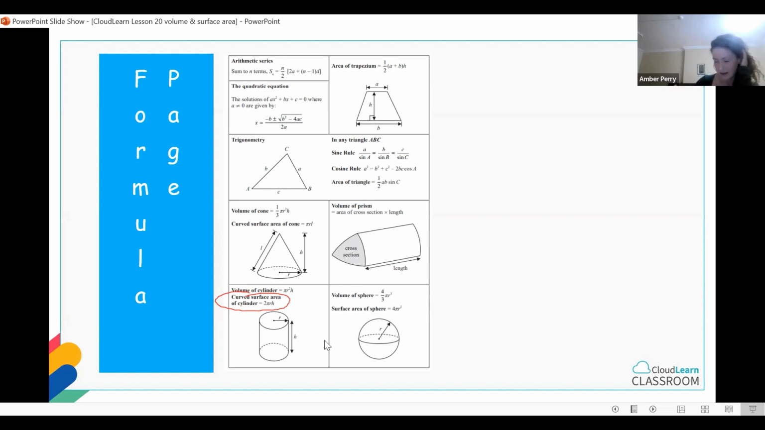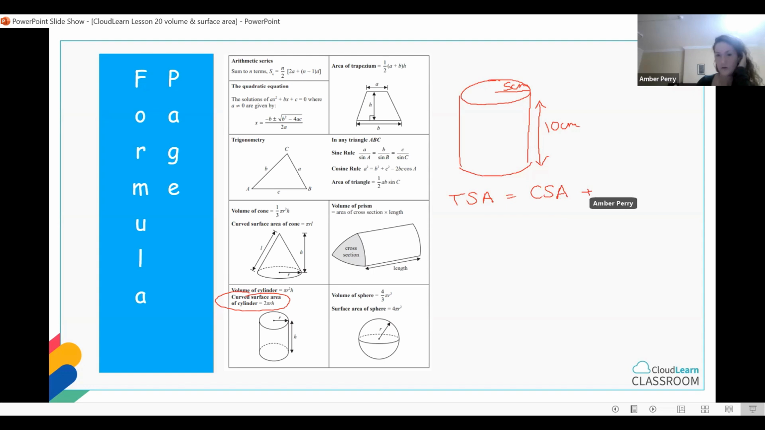So I'm just going to do a question now. I'm going to do a question given a cylinder with a radius of 5 centimeters and a height of 10 centimeters. Let's keep it simple. What's the total surface area? The total surface area is going to be the curved surface area, add the top and the bottom, the circles on the top and the bottom. So it's going to be the curved surface area, add 2 lots of the circles.